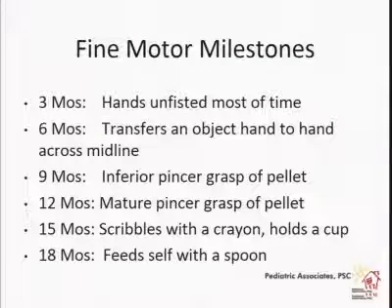6-monthers can transfer an object from hand to hand, so they have something in one hand, they pass it to the other hand at 6 months. It doesn't count if they have it in that hand, put it in their mouth, take it out of their mouth, and get it to the other hand. It has to go hand to hand.